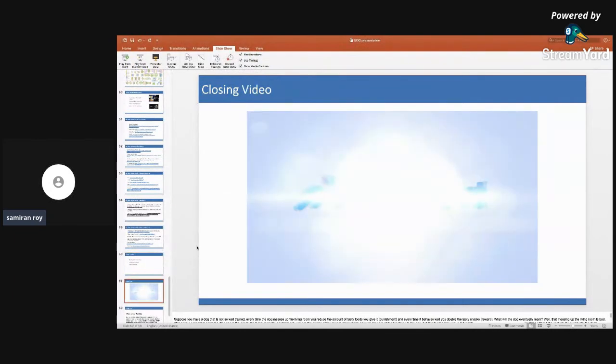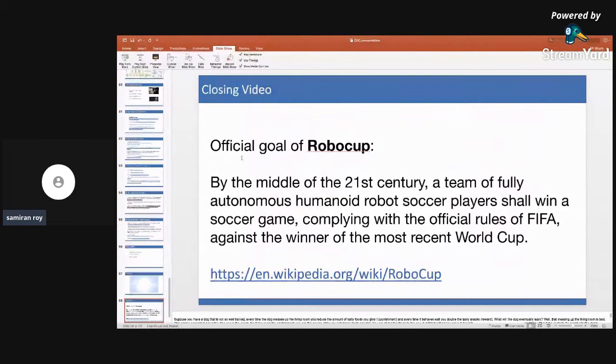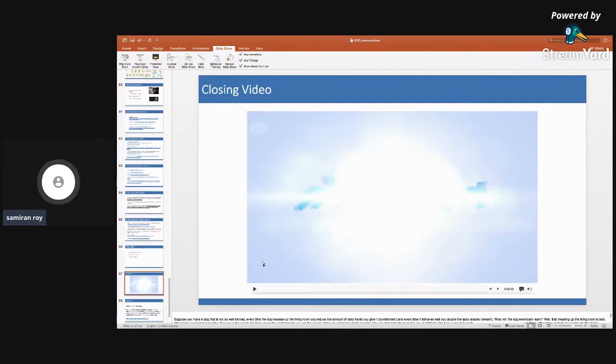I'll end this presentation with introducing Robocop. Okay, the official goal of Robocop is that by the middle of the 21st century, a team of fully autonomous humanoid robots should win a soccer game. It should follow the official rules of FIFA, and it should win against the winner of the most recent World Cup. So that is the goal they have set, like 2150. I'll just close by showing you a small video of the robots that were in Robocop a few years ago.